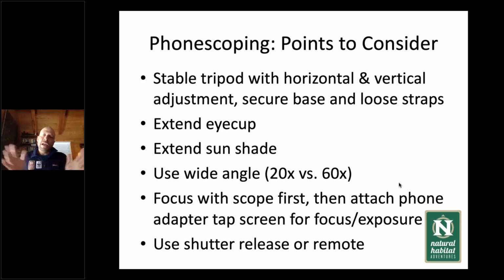Start out with a wide angle. So if your scope has a zoom, start at 20 times. If you move it up to 60 times, you'll get more magnification, but you might not get as much light. Your picture might not be as crisp. Because vibration comes into play, with that magnification, you might end up with some blurring. So I tend to use 20 times. And then if I want to enlarge, I do that in the post-processing after the photo's been taken.